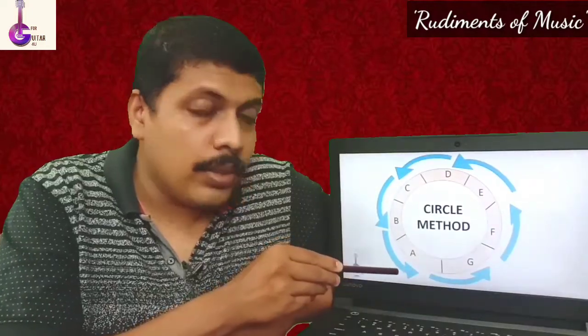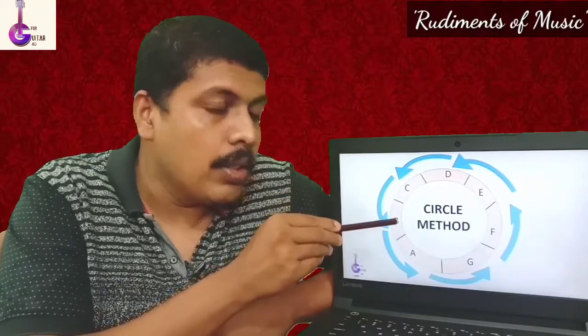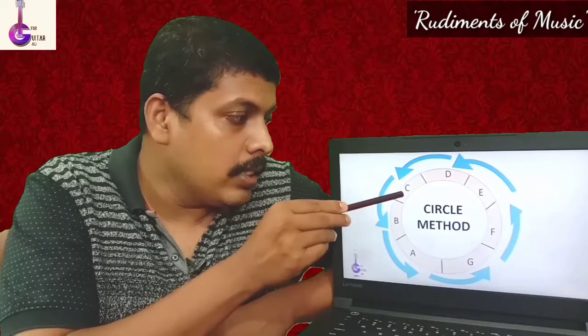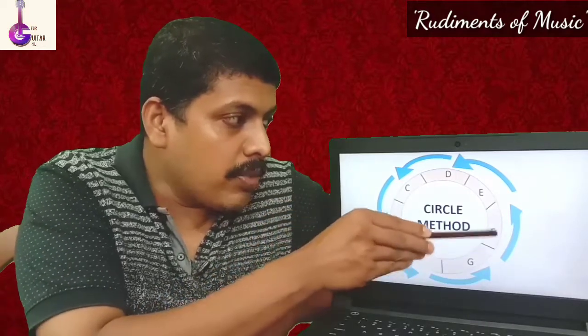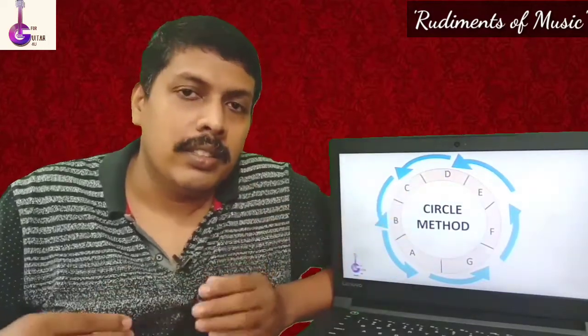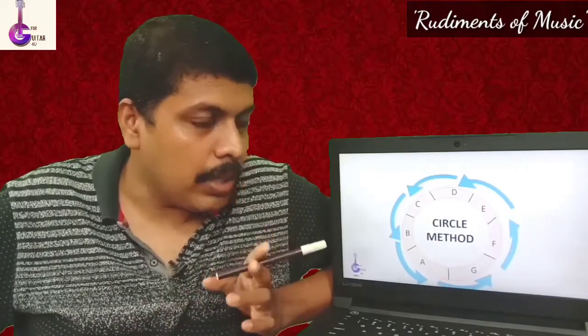And vice versa, we can see like this: A, G, F, E, D, C, B. Again A, G, F, E, D, C, B. If we are starting from C, vice versa, we can say like this: C, B, A, G, F, E, D. Again it will come C, B, A, G, F, E, D. Okay, you can see it in the picture also with the help of arrow marks.